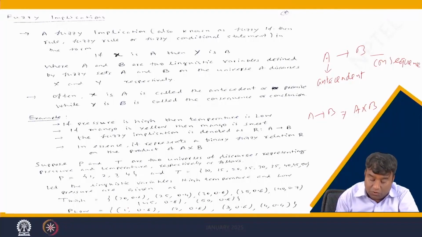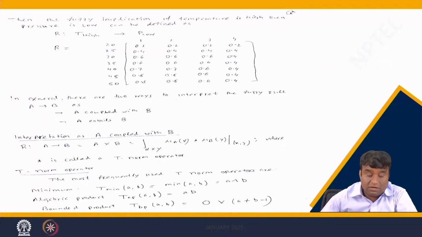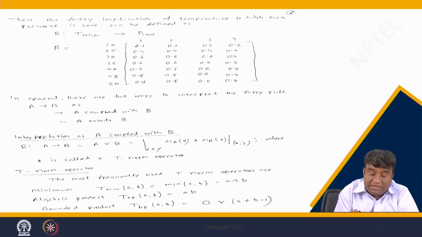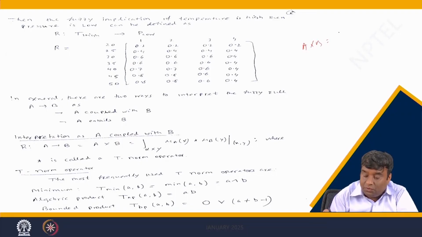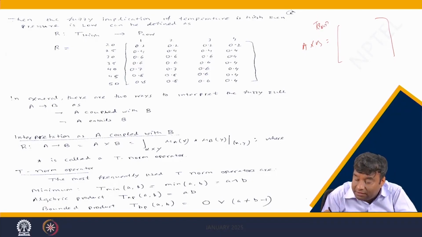For low pressure, as the value increases, the membership value decreases. So 1 with 0.8, 2 with 0.8, and so on. Now the fuzzy implication, if temperature is high then pressure is low, can be defined as the relation R, T high imply P low. That is the Cartesian product A cross B. In the row you write the temperature, and in the column you write the pressure.